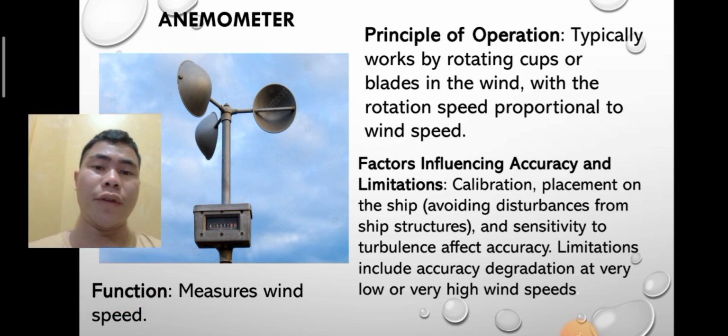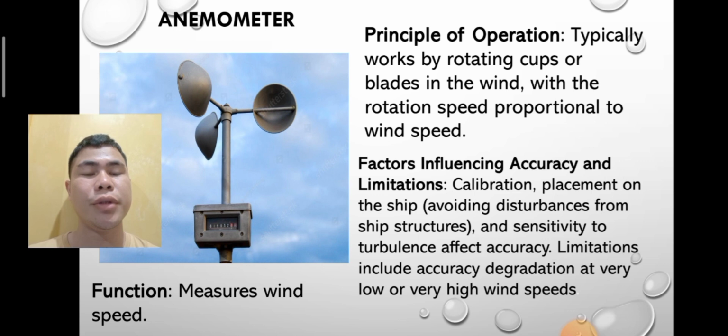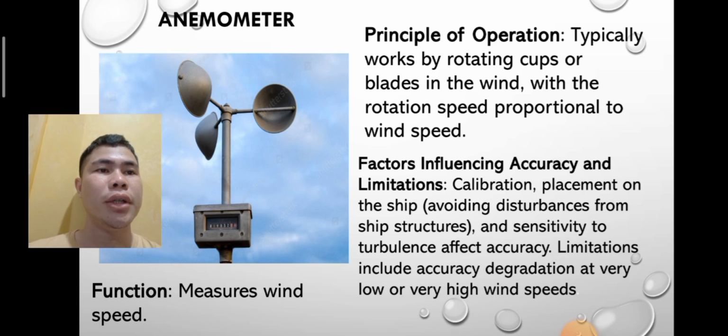So, the function of an anemometer is it measures wind speed, and the principle of operation of an anemometer is it typically works by rotating cups or blades in the wind with a rotation speed proportional to wind speed.